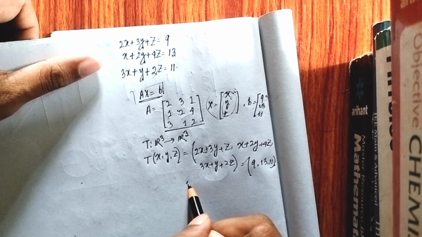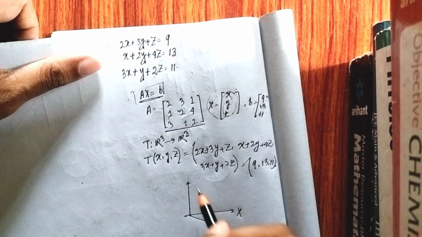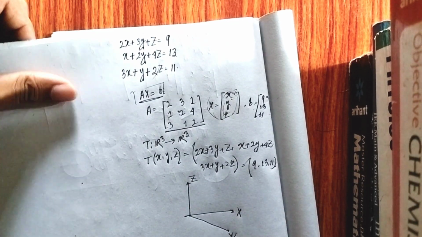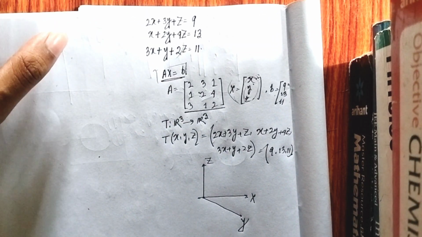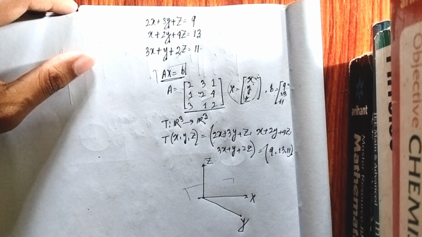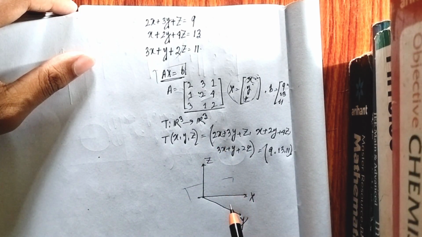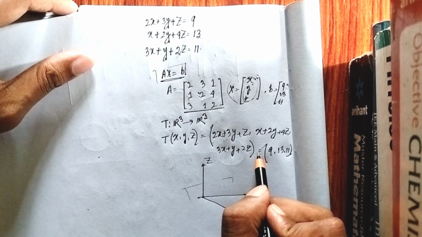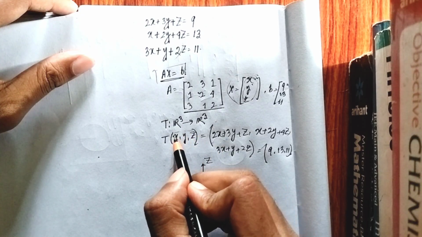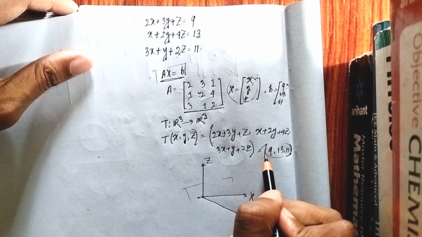That means in 3D, if I try to draw a 3D graph, this is x, this is z, this is, let's say, y. Here these are the 3 planes. We have to find the intersection point of these 3 planes. Why the intersection point? Because we want the values of x, y, and z for which we get this particular value.